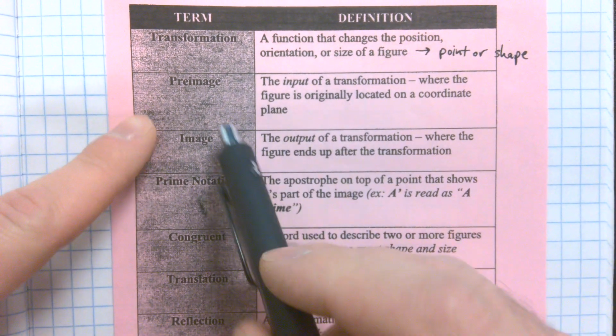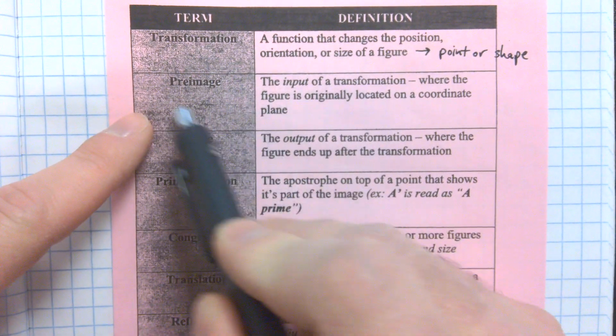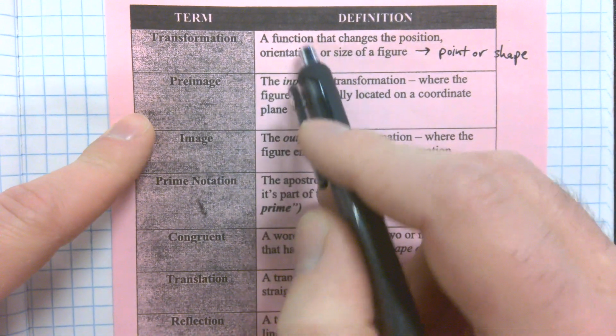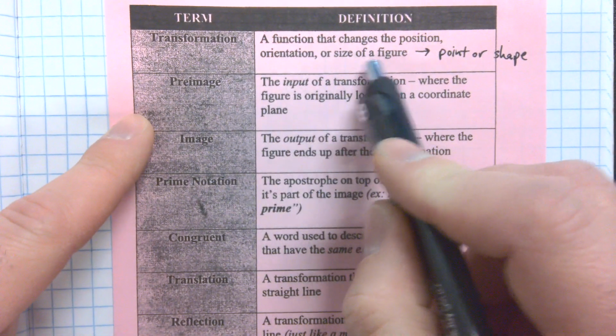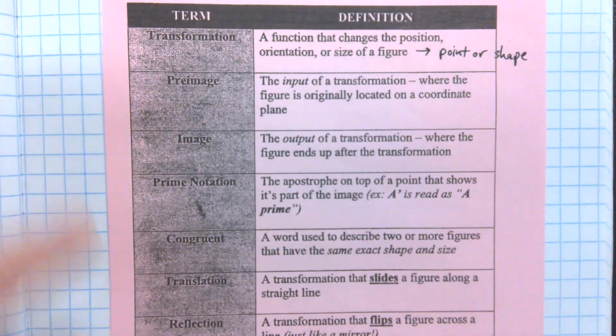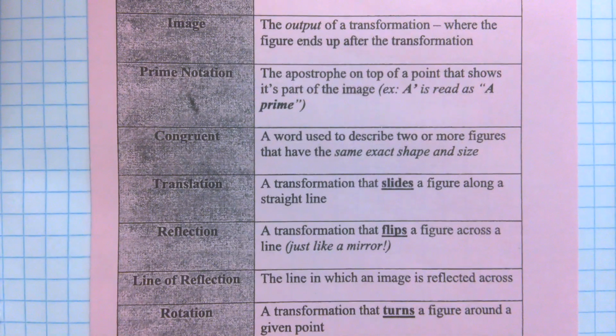All right, so if I have a triangle on a coordinate plane, that's the pre-image. If we move that triangle or flip that triangle around or rotate that triangle, the result is an image. It might not make a whole lot of sense now, but it will once we go through it.